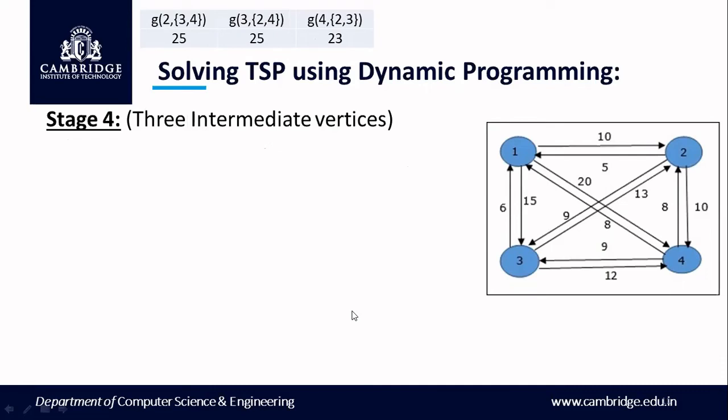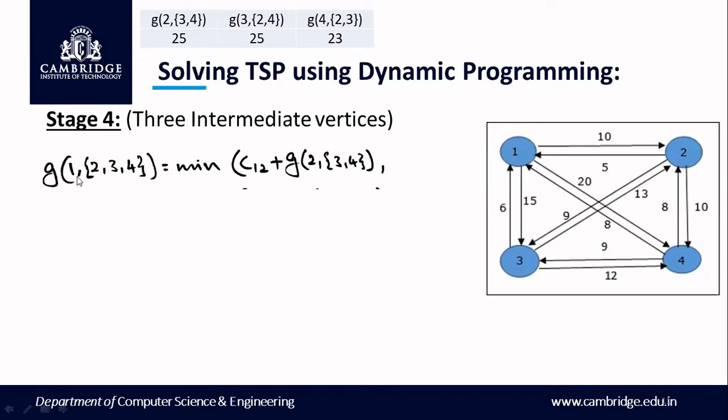Now we have completed stage 3. Then we move on to stage 4. If you just remember the recursive tree, we are going to the topmost level of this recursive tree. When you say the topmost level of the recursive tree, now if you are trying to reach 1, starting from 1, you have 3 options. Either you can go to vertex 2, vertex 3, or vertex 4.